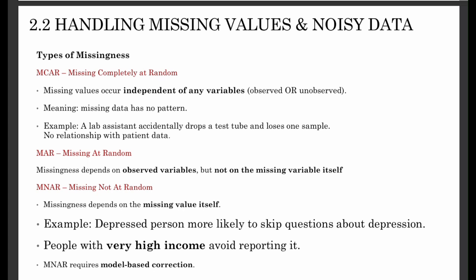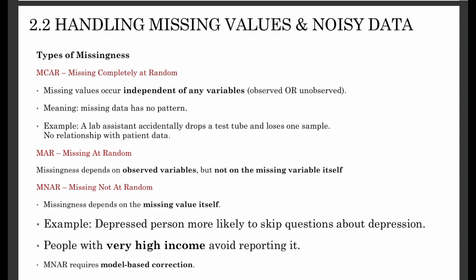Type 3, MNAR, missing not at random. This is the most problematic case. Missingness depends on the missing value itself. A classic example: a person who is depressed is more likely to skip questions about depression, or people with very high income are more likely to avoid reporting it. MNAR is dangerous because the missing data is systematically biased and it requires model based correction strategies to handle properly.